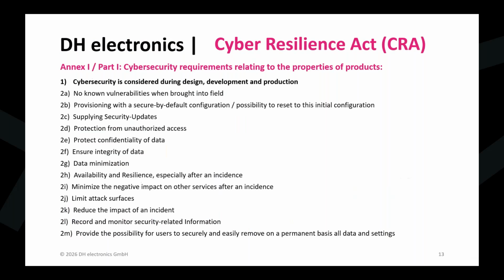So let's start with Annex 1, Part 1. It's called Cybersecurity Requirements Relating to the Properties of Products with Digital Elements. This part of the annex defines 14 essential requirements for product properties from a cybersecurity perspective. On the slide, they are only shown as bullet points. The original legal text is more detailed, but I think the terms are self-explaining, and they have been common in IT security for a long time.